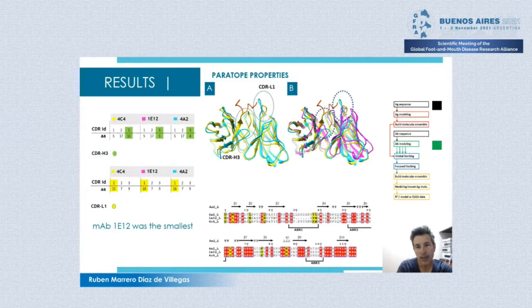And here we also put the second antibody in pink, and here the alignment and the analysis for the L chain. And again, all the CDRs display the same length, but not the L1 CDR. In conclusion, the mAb 1A12 was the smallest of the whole group.